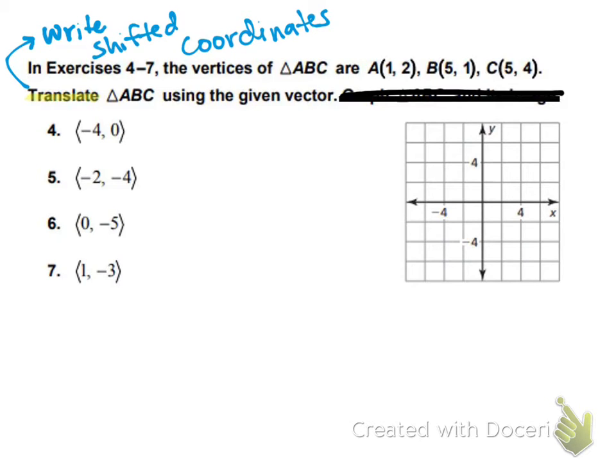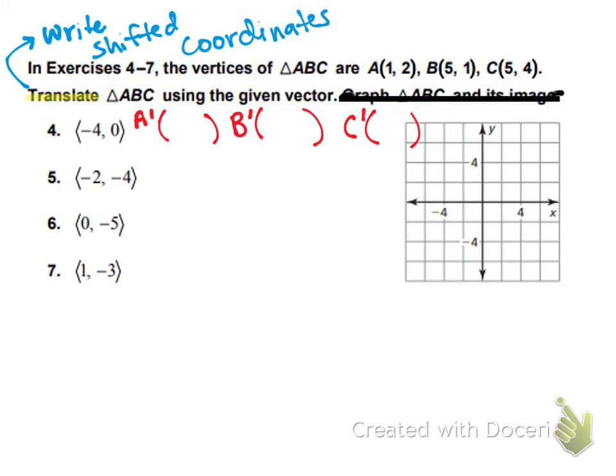Because sometimes I'm not even going to ask you to graph it. I'm just going to ask you what are the new coordinates. Just write them down, just to save a little bit of time. Do you know the rule? Do you know how to do it? So this is using a vector. That means we're going to use the original ABC. We're going to find A prime, B prime, and C prime. And we're going to use the vector to do that.